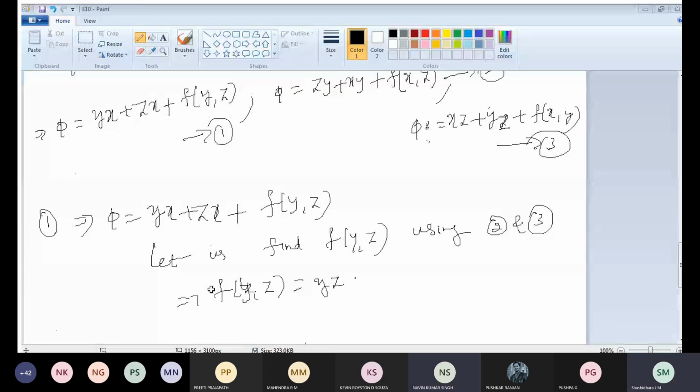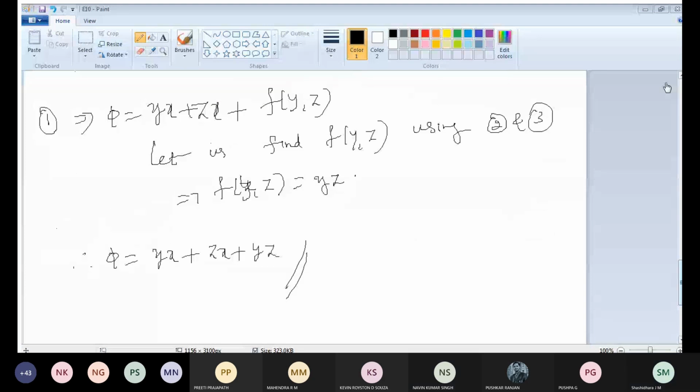Yes, sir. Okay, we'll write down this one. Have you written the complete solution? Yes, sir. Done. Okay. Others, any doubts? No, sir.